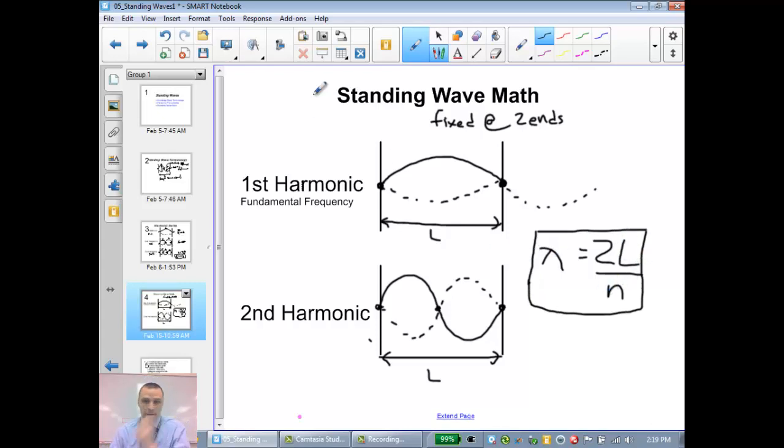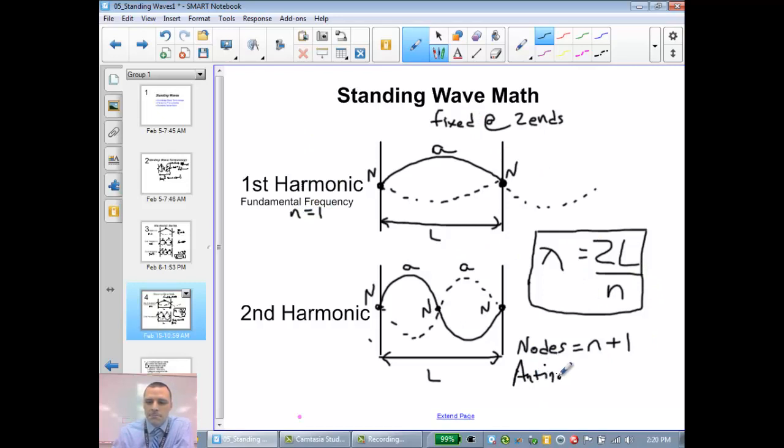Now, one other bit of math that we use a little bit: the first harmonic has 2 nodes and an antinode. And the second harmonic has 3 nodes and 2 antinodes. And if we wanted to figure out how many nodes there are, that equals the harmonic number plus 1. If you look at the first harmonic, it has 2 nodes, so N equals 1 for the first harmonic. 1 plus 1 gives me 2 nodes. The number of antinodes is equal to the harmonic number.